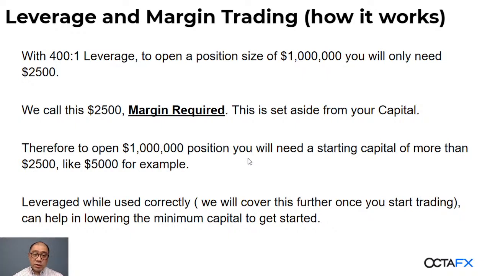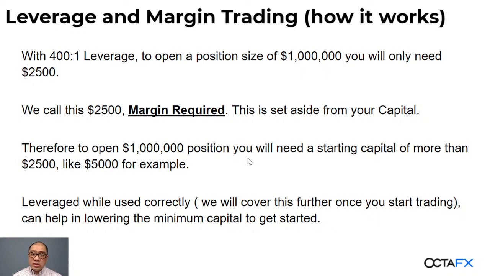That's what we call margin requirement, or the required margin or margin required, and this is going to be set aside from your capital. So for example, to open $1 million position, you will need a starting capital of more than 2,500, like 5,000 for example, because 2,500 is going to be set aside as your required margin. Okay, so you cannot touch your required margin.